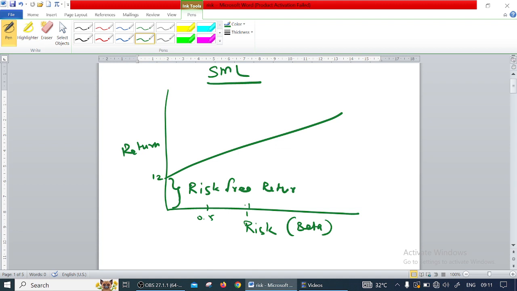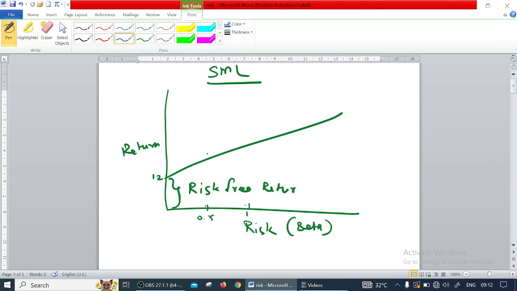If the investor wants to decide on an investment with an expected return, he would know the level of risk. If he has preferred to take the risk, he would know the expected return from this chart. So this is how the investor can behave.